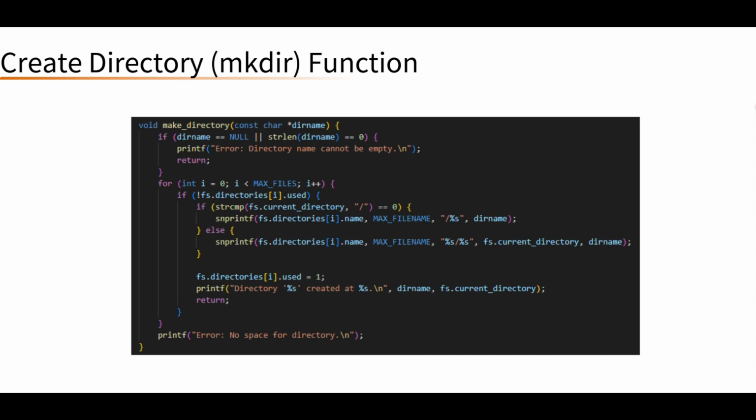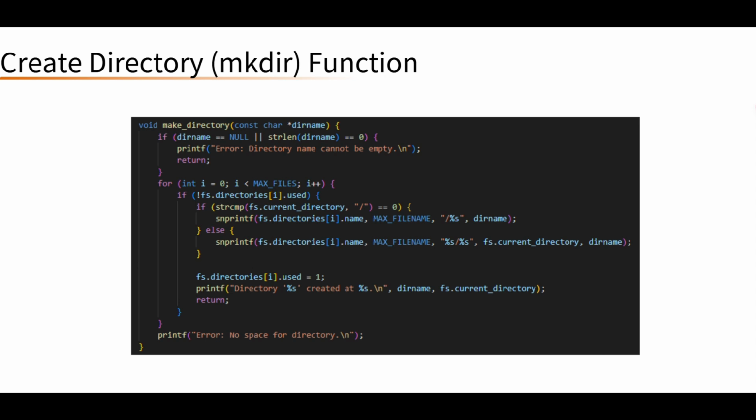If the current directory is the root, it creates the new directory directly under the root with a path like /directory name. If the current directory is not the root, it appends the new directory name to the current directory path, in the format current directory/name. The function uses snprintf to ensure the directory name doesn't exceed the maximum allowed length.